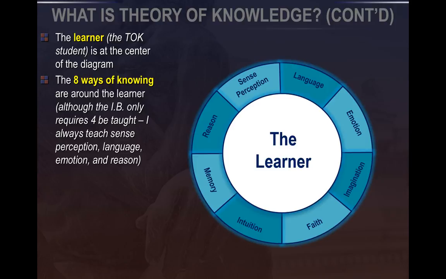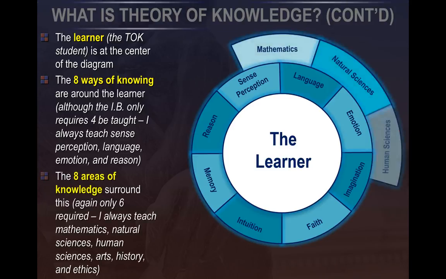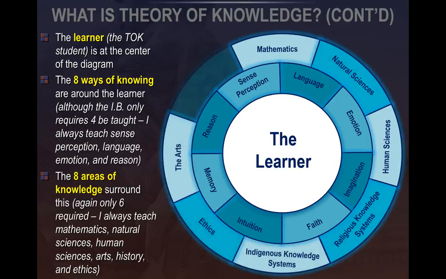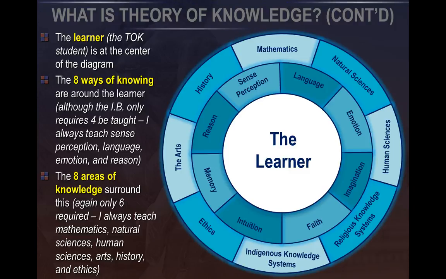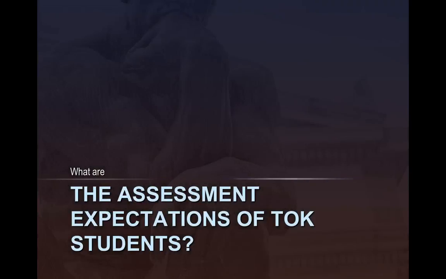Surrounding that in the grade 12 course, we study the 8 areas of knowledge, including mathematics, natural sciences, human sciences, religious knowledge systems, indigenous knowledge systems, ethics, the arts, history. Again, the IB really only requires that 6 of these areas of knowledge be studied, and I always, again, try to teach as many as possible, but I make sure I cover mathematics, natural sciences, human sciences, the arts, history, and ethics. So what are the assessment expectations of your average TOK student?